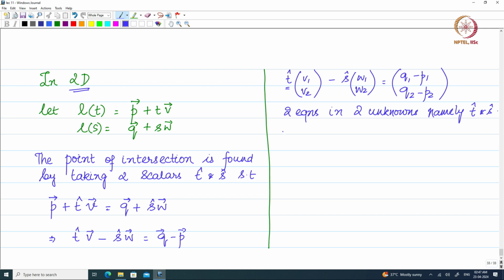Now, we can solve for this, get the values of t hat and s hat, plug them into the equation and get the point of intersection. So, that is easy to do. However, in 3D it comes in a slightly tricky manner.